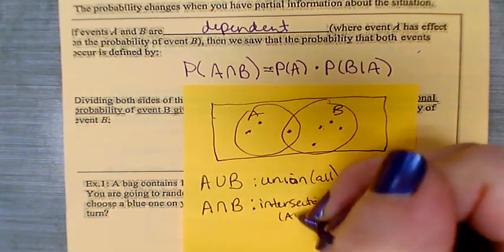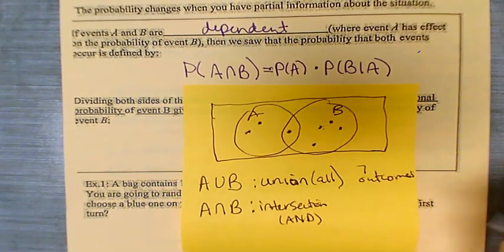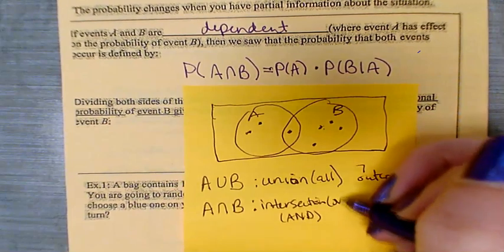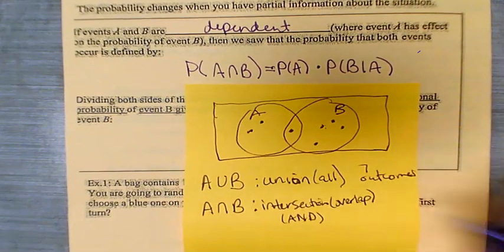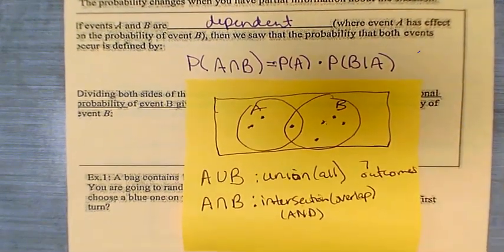Sometimes written as the word "and." And what this means is the overlap. Where do A and B overlap? What outcomes are happening in both A and B?